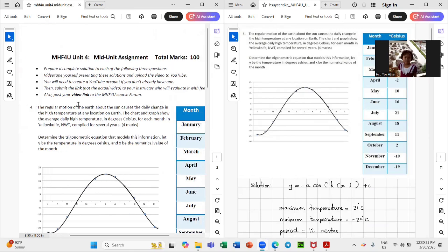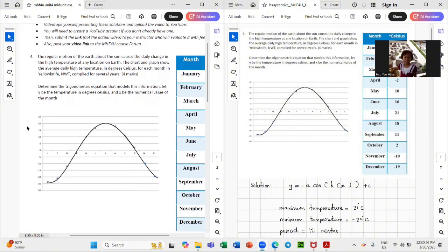In the first question, the question says that the regular motion of the Earth about the Sun causes the daily change in the high temperature at any location on Earth. The chart and graph show the average daily high temperature in degrees Celsius for each month in Yellowknife, NWT, for several years. Determine the trigonometric equation that models this information. Let y be the temperature in degrees Celsius and x be the numerical value of the month.